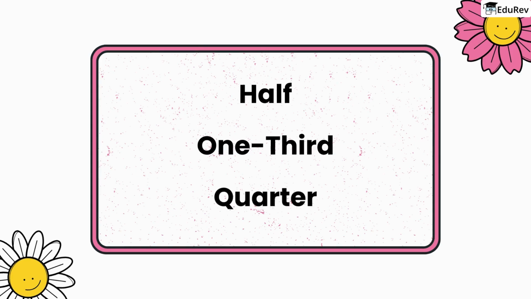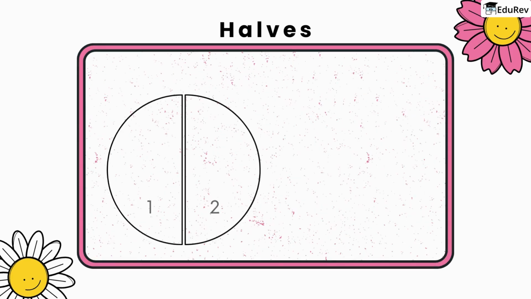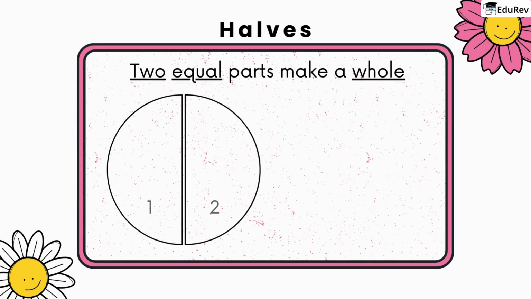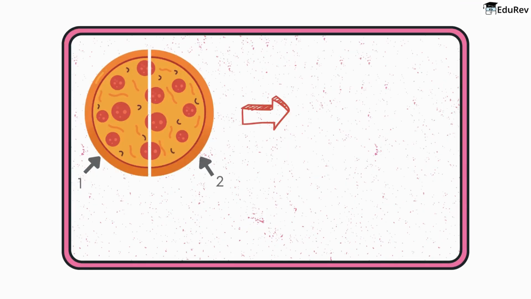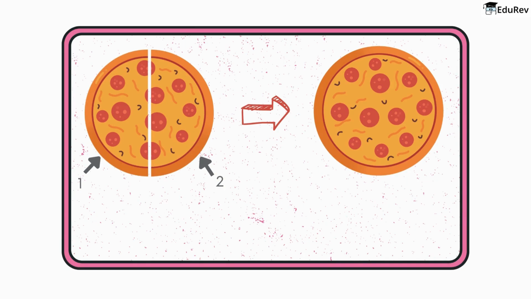Now let's understand, what is half, 1/3 and quarter? When the whole is divided into 2 equal parts, each part is called half, and it is written as 1 by 2, and do remember that 2 halves make 1 whole. So it means 1 by 2 plus 1 by 2 equals 1.